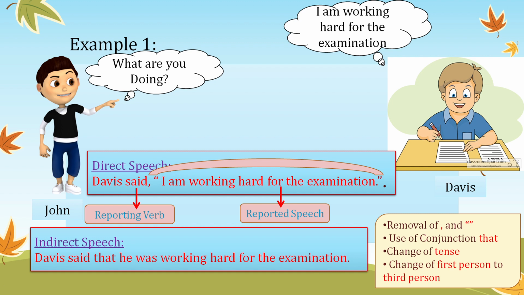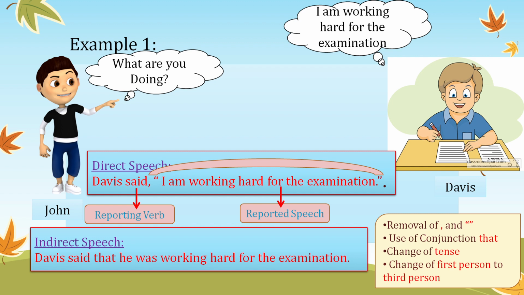Now, let's see what changes have come here when we are converting direct to indirect. First, you can see there is no inverted comma or quotation mark, and there is no comma in indirect speech. No inverted comma and no comma are used in the indirect speech. Next, the comma is replaced by a conjunction. Here, we have used that as a conjunction to remove the comma. Personal pronouns change according to the person. Here, the personal pronoun I, the first person, has been changed into he, third person. Okay, personal pronouns change according to person.